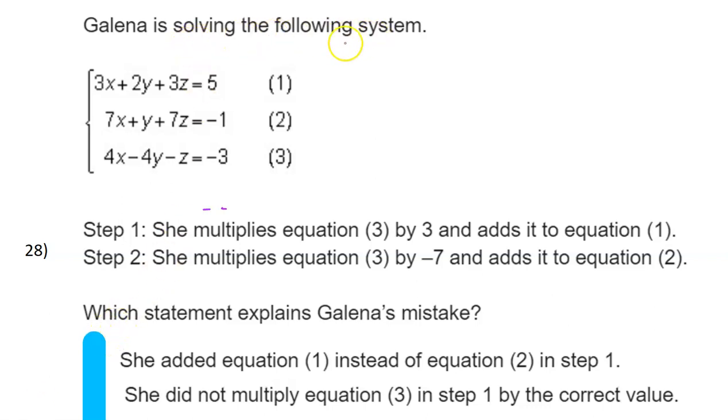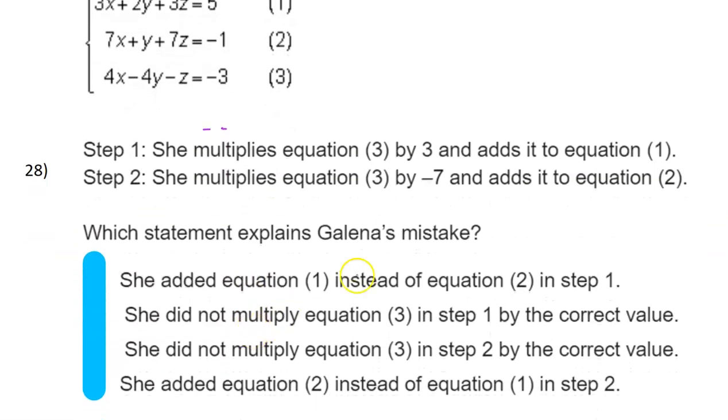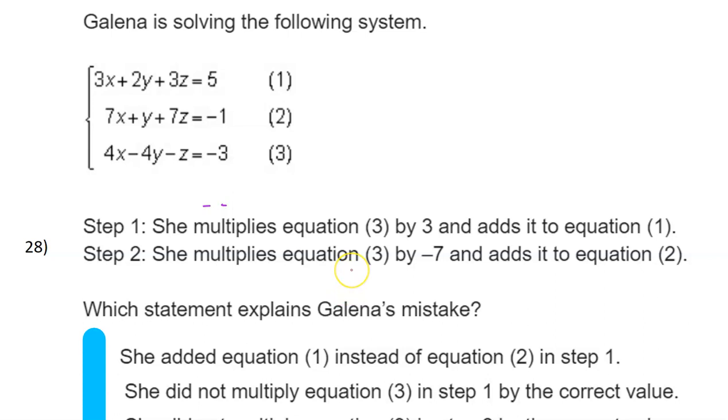Galena is solving the following system. And here's a couple steps that she took. They're going to ask us which statement explains Galena's mistake. So we're watching out for a mistake. So understand that the method that they're describing is step by step.